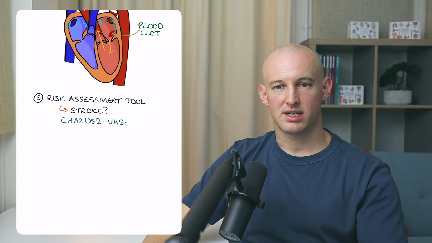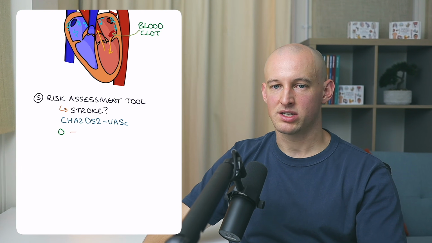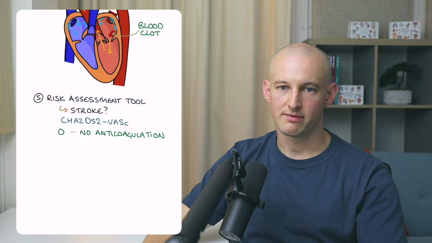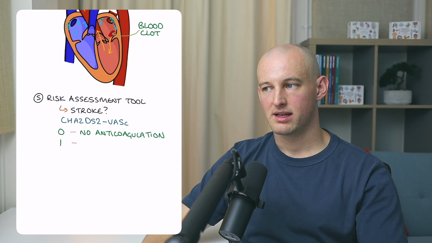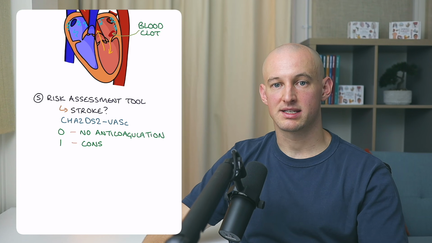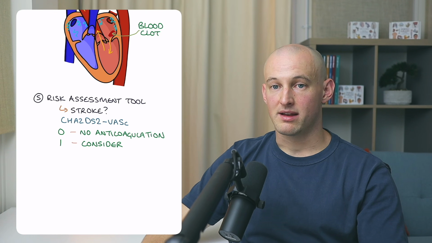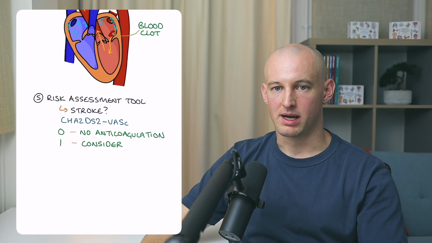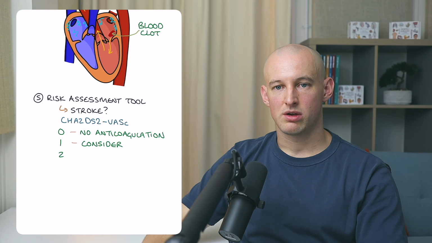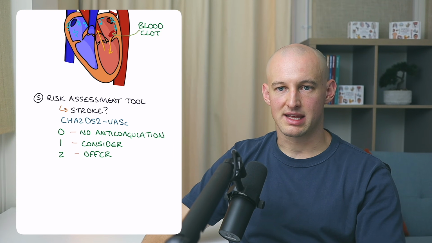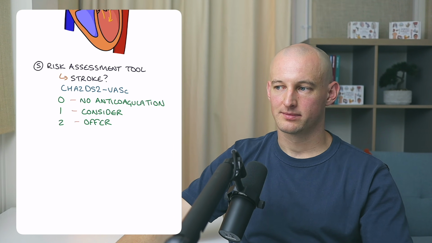So if a patient scores 0, they have none of the features, they don't need anticoagulation. If they score 1, the recommendation is to consider giving them anticoagulation in men, but women will automatically score 1. And if they score 2 or more, then it's recommended that they have anticoagulation.